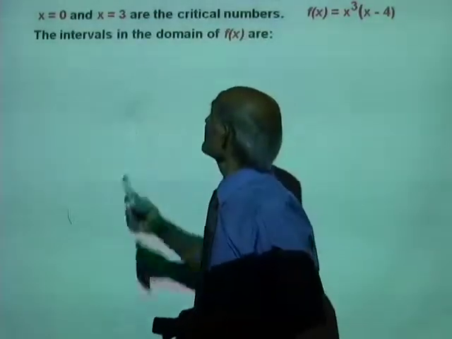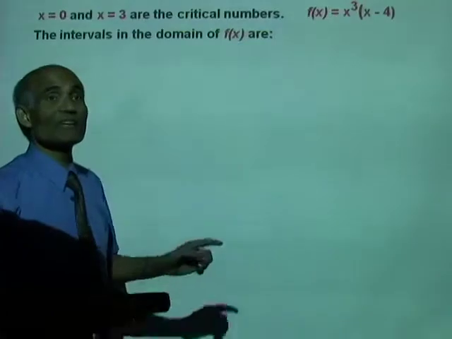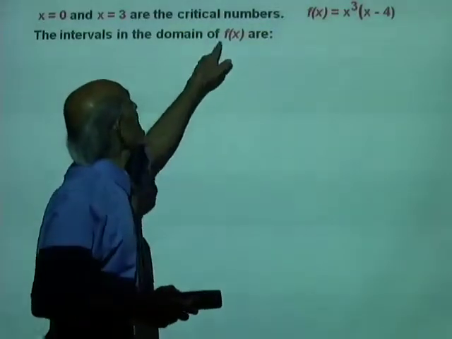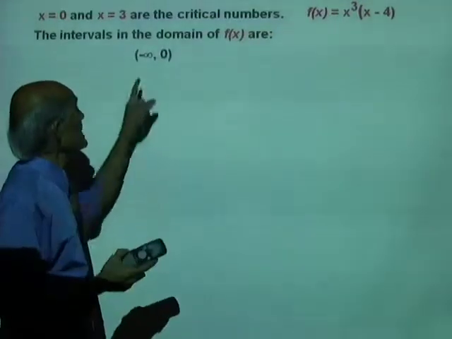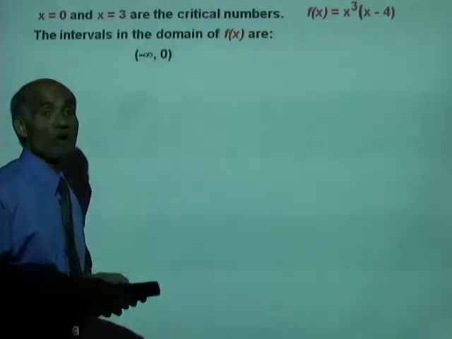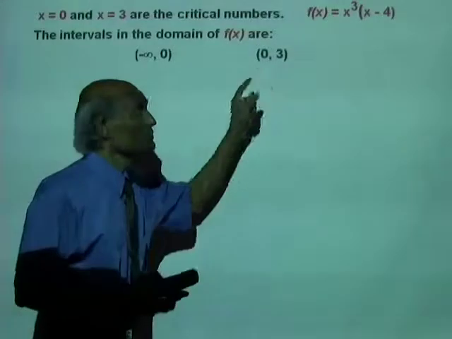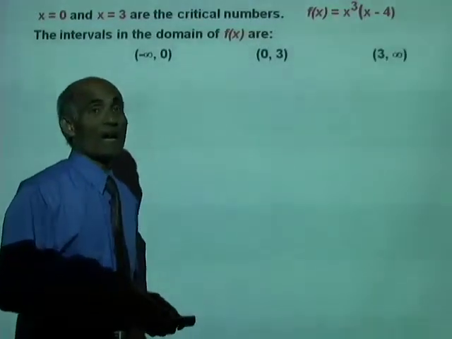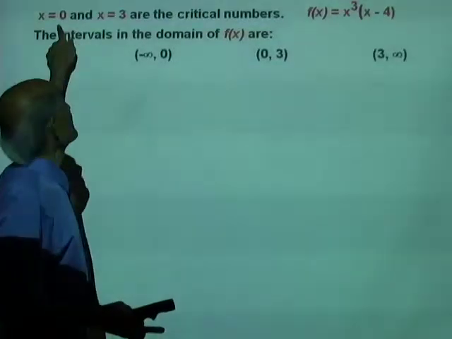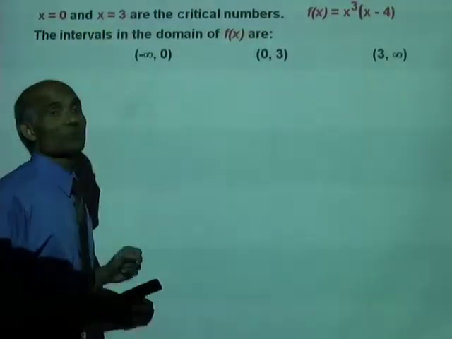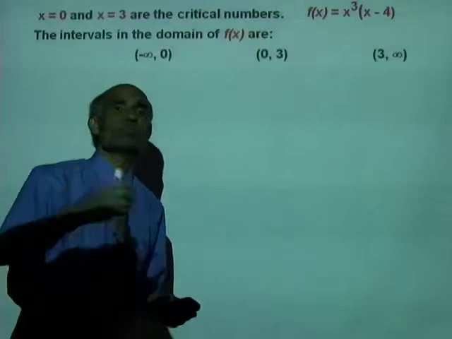Now, what are the intervals in the domain of f of x? Negative infinity to 0, that is one interval, 0 to 3, and 3 to infinity. Those are the three intervals that these two critical numbers give you. Now, what's the next step?